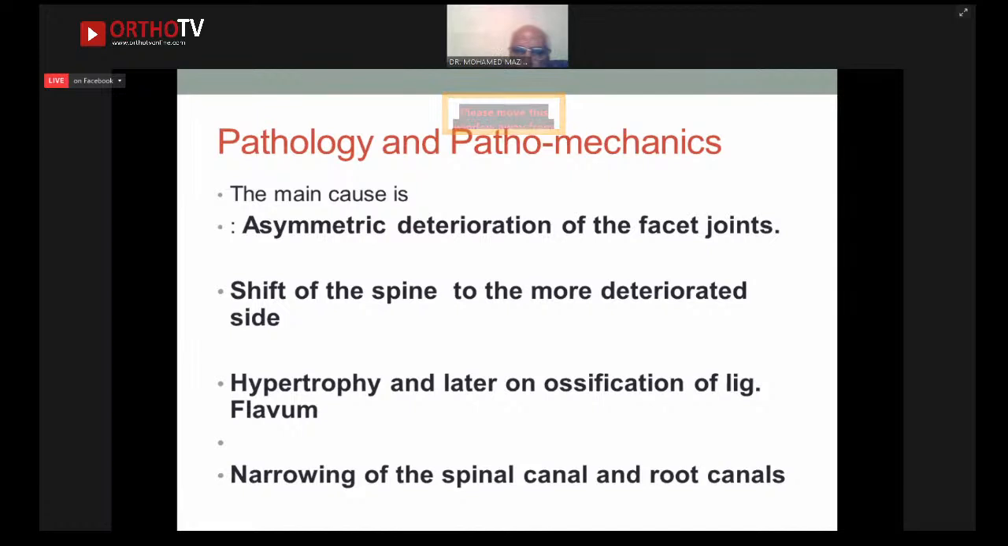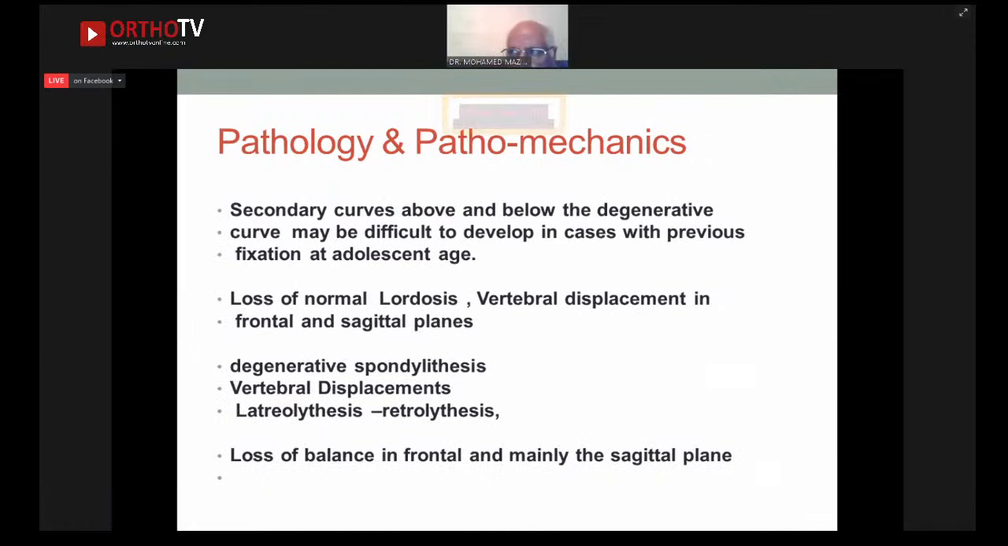So asymmetrical deterioration with a spine shift and hypertrophy of the ligament, and sometimes ossification of the ligament, will end up with narrowing of the spinal canal and root canal. The narrowing of the spinal canal and root canal will give symptoms of claudication and nerve entrapment syndrome or radiculitis in association with the deformity, which is scoliosis. So this degenerative scoliosis is a painful scoliosis, not like the other type of scoliosis, which is painless.